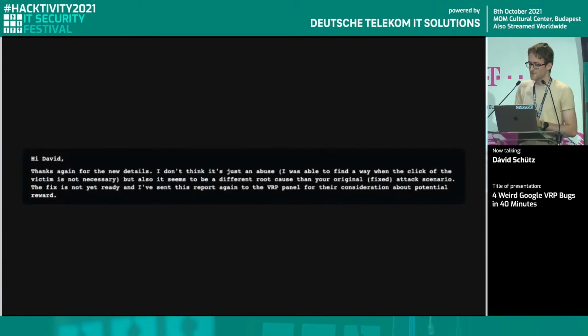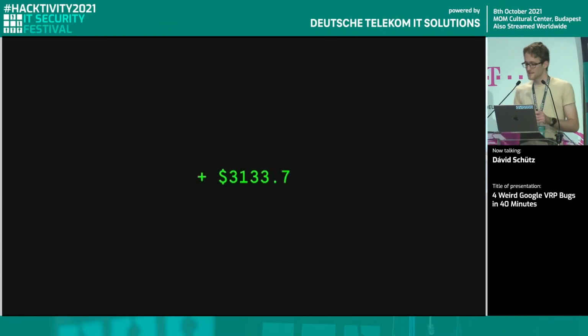And 13 days later, I received a reply saying, "Thank you for the new details. I don't think this is just an abuse. I was able to find a way when the click of the victim was not necessary." And this seems to be a different bug than the original fixed attack scenario. Because of this, it will be sent back to a panel for a potential new reward. And indeed, a few days later, this bug got an additional second $3,000 bounty.